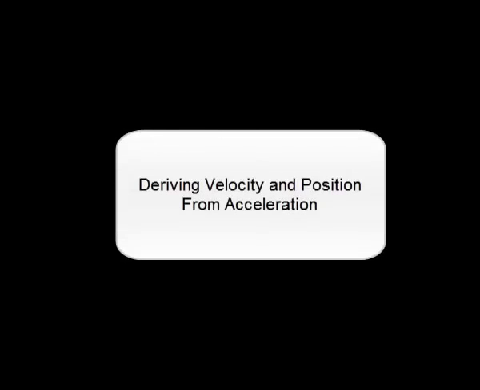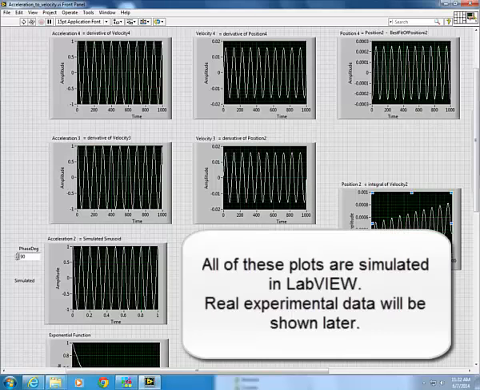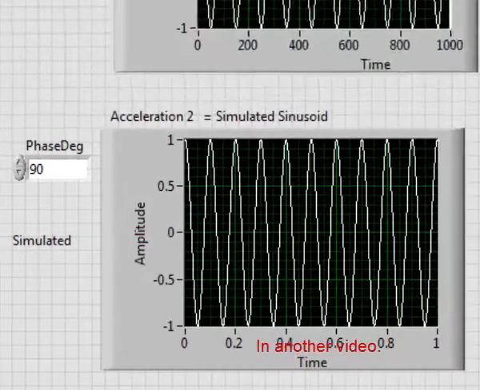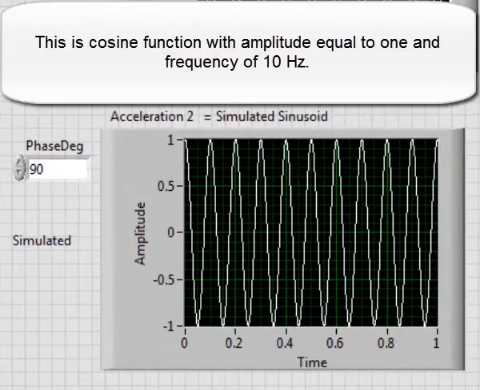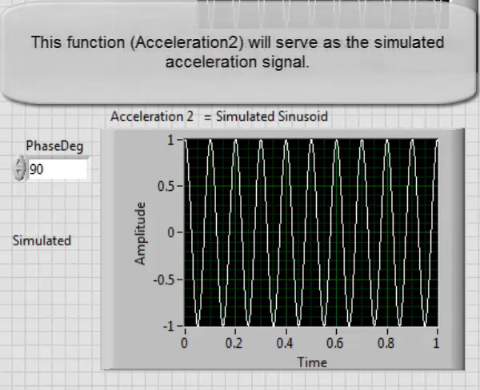Deriving velocity and position from acceleration. All of these plots are simulated in LabVIEW. Real experimental data will be shown later. This is a cosine function with amplitude equal to 1 and frequency of 10 Hertz. This function, acceleration 2, will serve as the simulated acceleration signal.